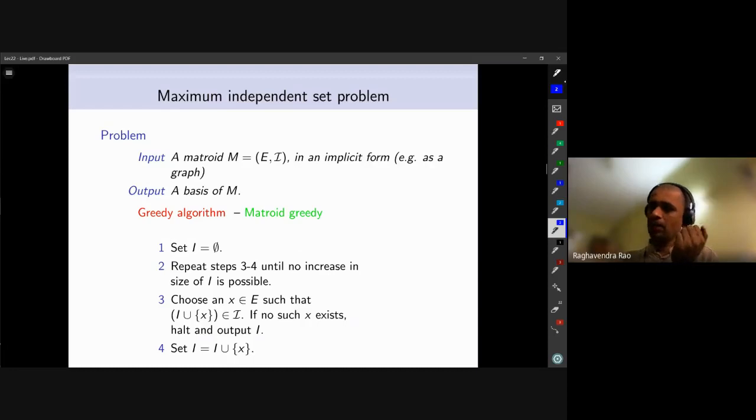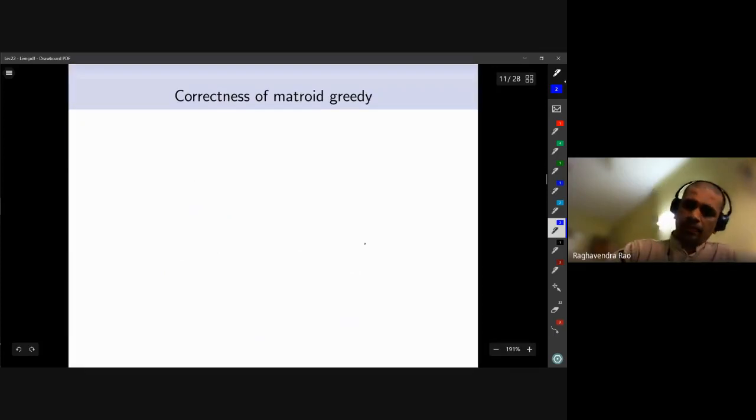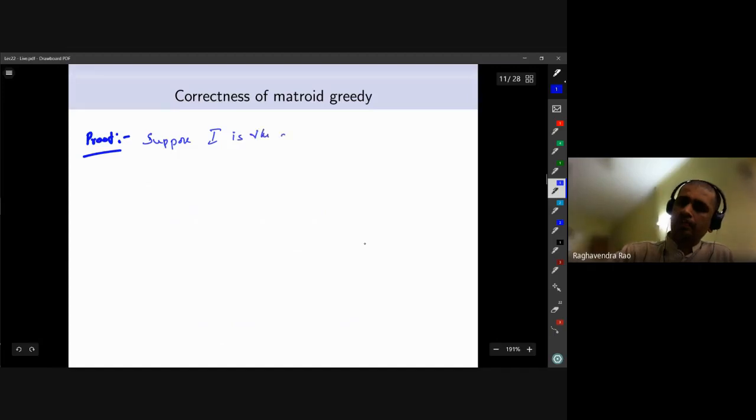So what is it we want? We want that the output has to be a basis. So suppose I is the output of the algorithm.